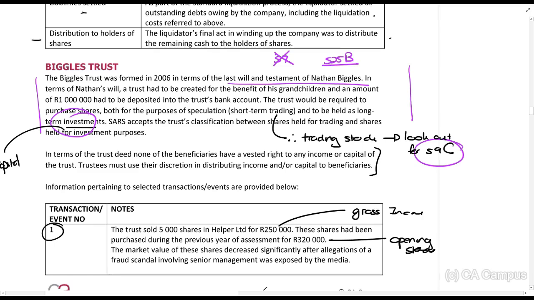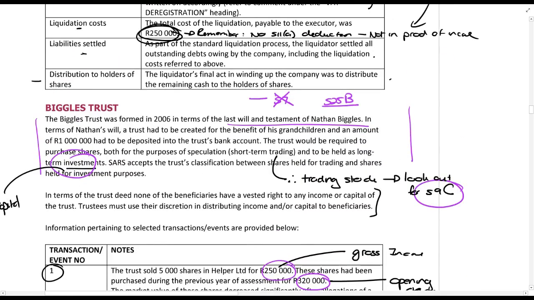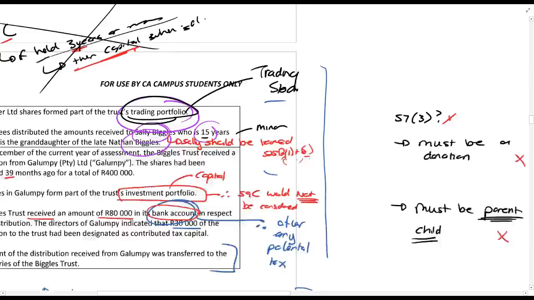The first one here is one that we saw, it's from this trading portfolio. They sold it for 250,000, and 320,000 rands was the original cost, and it goes to Sally. So the first thing I want you to understand is that although Sally is 15 years old and she's a minor, Section 7 does not apply like we just discussed. Section 25B does. So Section 25B says that Sally will be taxed on the amounts.